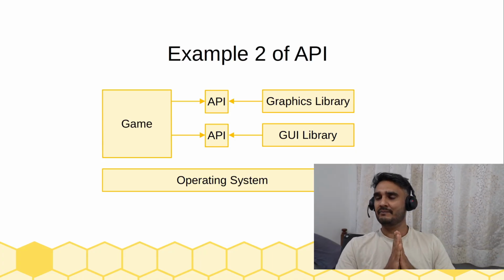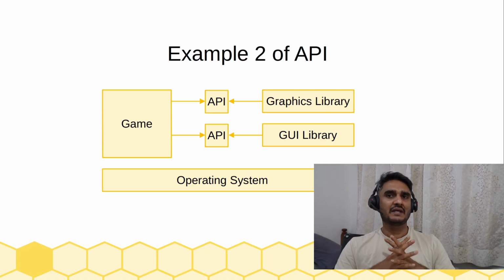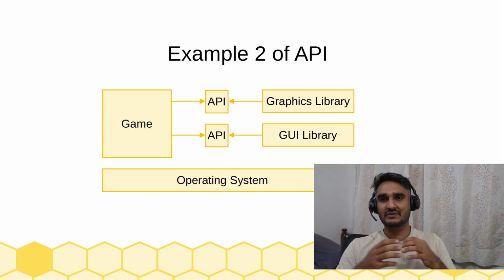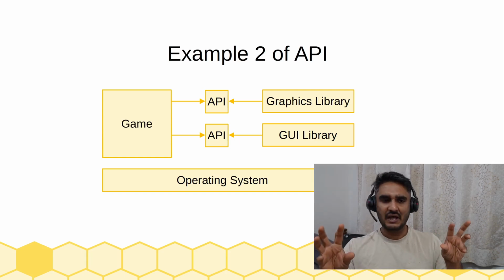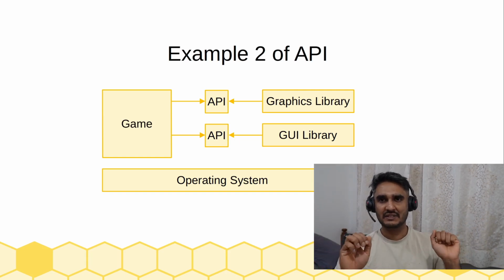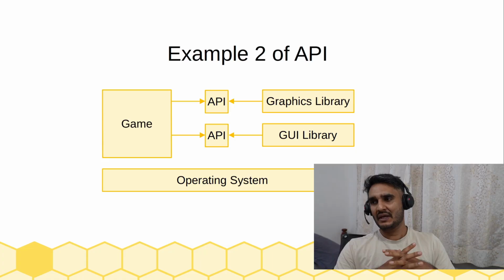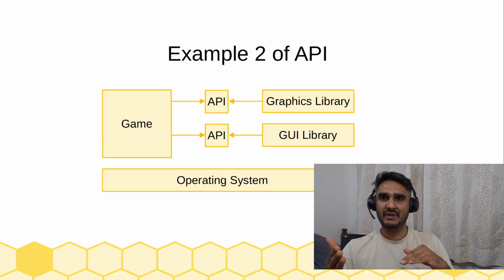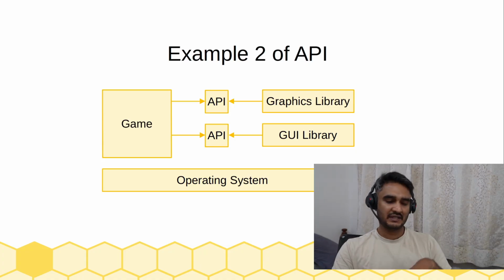It is a very simple concept. It is not a very difficult thing to understand. So whenever there are components and they are speaking to each other, you say, okay, I'm using this API from this library, something like that, right?